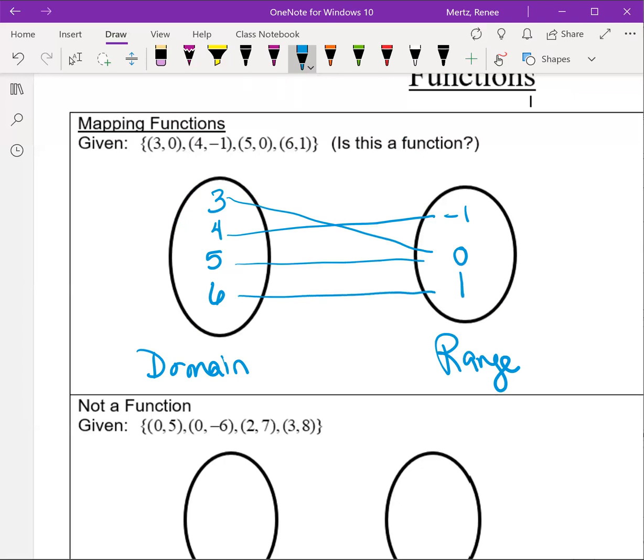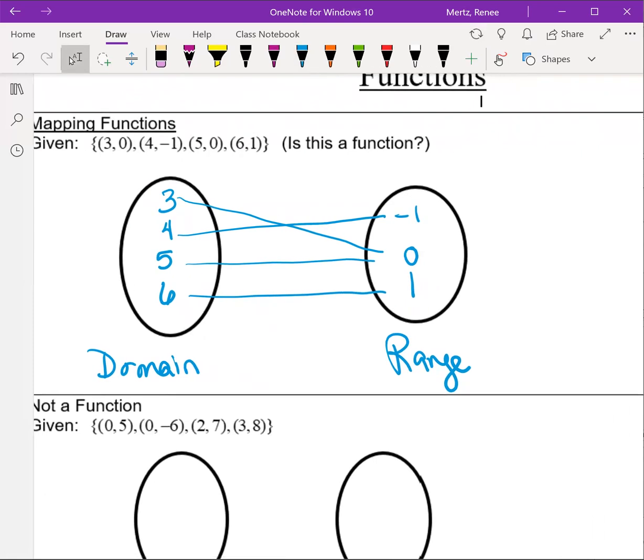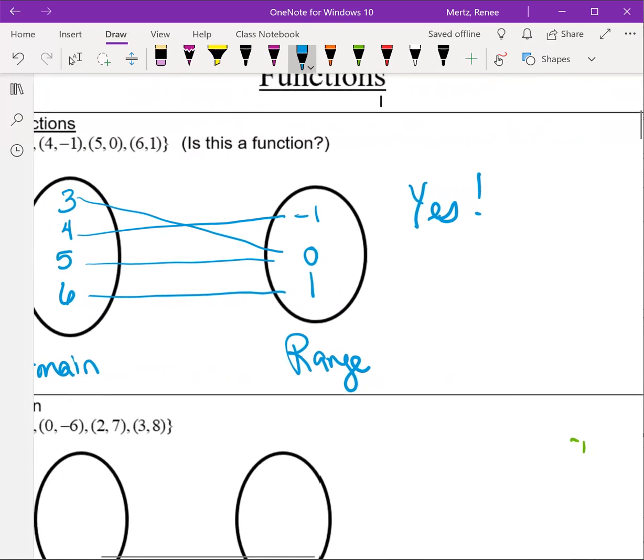I look at my domain circle. Because there's only one line coming off of each value in the domain circle, it is a function. So yes, it is a function. Domains do not repeat.